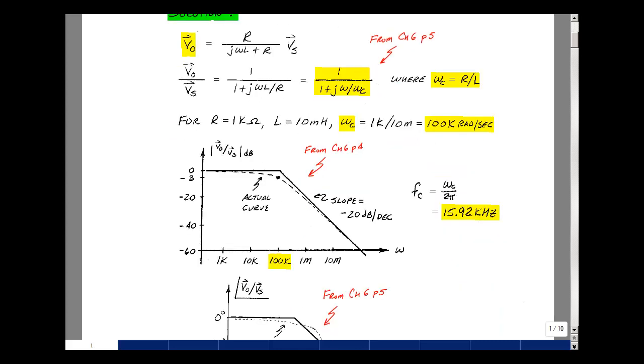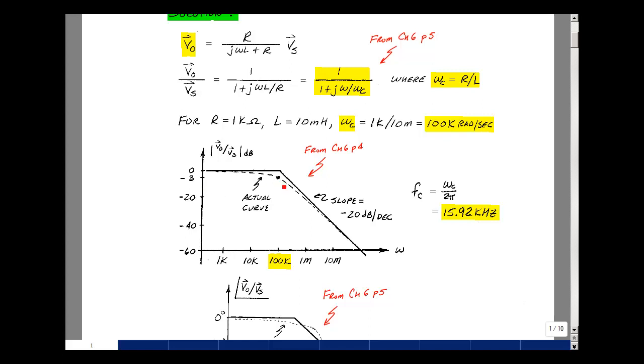In Chapter 6 on page 4, we made a two-line approximation to a low-pass filter, where the actual curve is the dotted line here, and the slope was minus 20 dB per decade. The value of omega C is what we call the corner frequency, and that was right here. In this case, it's 100K. Now, if you divide by 2 pi, that's 15.92 kilohertz. That's the upper end of the audio band.